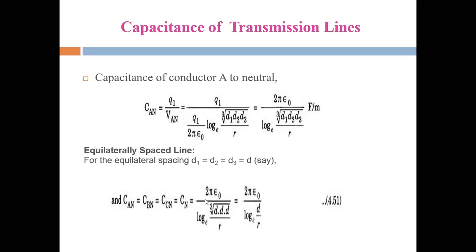Okay, then we equal the capacitances also. Then CAN is equal to CBN is equal to CCN is equal to the neutral capacitance CN. That is equal to 2 pi epsilon naught by log E cubed root of D into D into D, by R. That means D cube. Then we cancel the cube and the cubed root, and we obtain log E D by R.